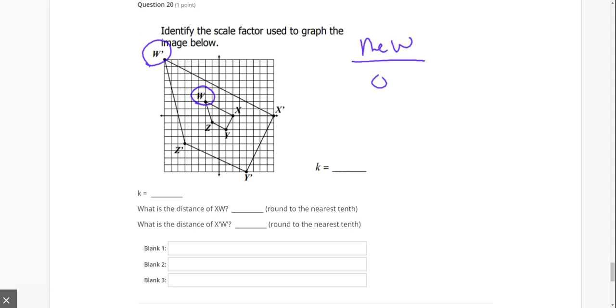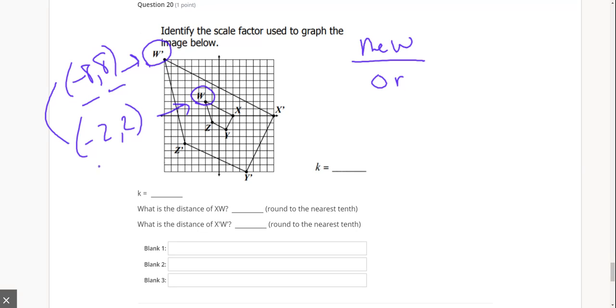Wasn't it new divided by original? So this W prime point is negative 8, 8. And the original W is negative 2, 2. So if I do that division, negative 8 divided by 2 is 4. And 8 divided by 2 is 4. My scale factor is 4.